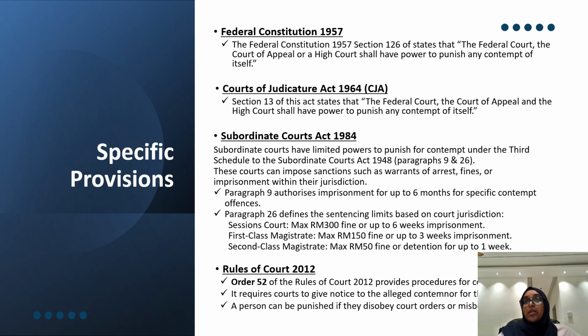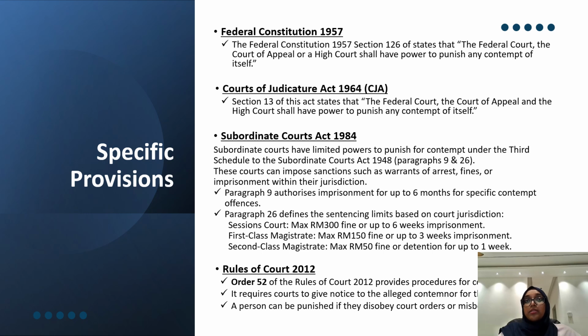When we look into the Subordinate Courts Act 1948, subordinate courts have limited powers to punish contempt of court. The governing law is contained in paragraphs 9 and 26 in the Third Schedule of the Subordinate Courts Act 1948. This grants power to district courts and magistrate courts to impose sanctions for contempt committed within their jurisdictions. Such powers include issuing warrants of arrest, fines, or imprisonment, depending on the circumstances.